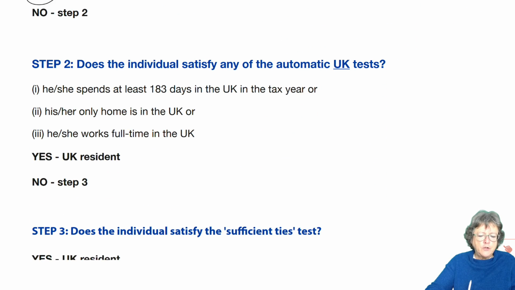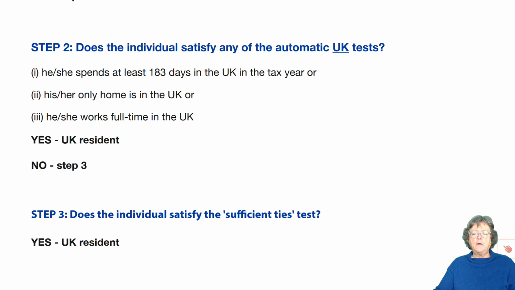Step 2, does the individual satisfy any of the automatic UK tests? So, does he or she spend at least 183 days in the UK? That's more than 6 months. Always do it in days. Or do you have a home in the UK? If you have a home in the UK, then you're treated as automatically UK resident. Do you work here full time? Okay. If the answer is yes, you're UK resident and you'll pay UK tax on all of your income worldwide.